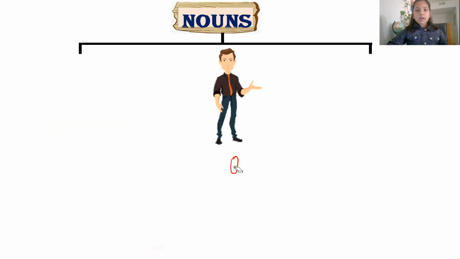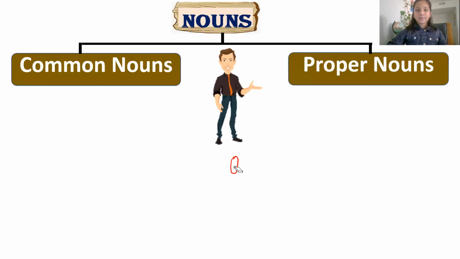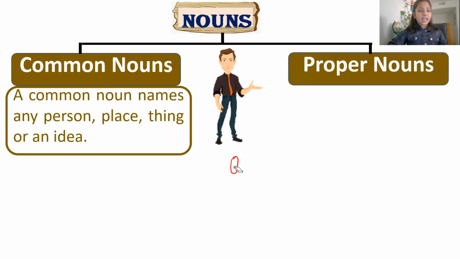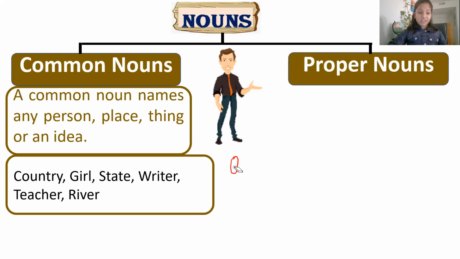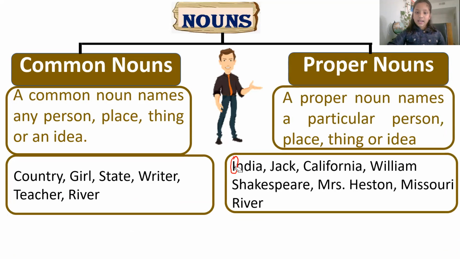Nouns. Nouns can be categorized in 2 parts: common nouns and proper nouns. A common noun names any person, place, thing, or an idea, like country, girl, state, writer, teacher, river. Proper nouns. A proper noun names a particular person, place, thing, or idea, like India, Jack, California, William Shakespeare, Mrs. Hudson, and Missouri River.